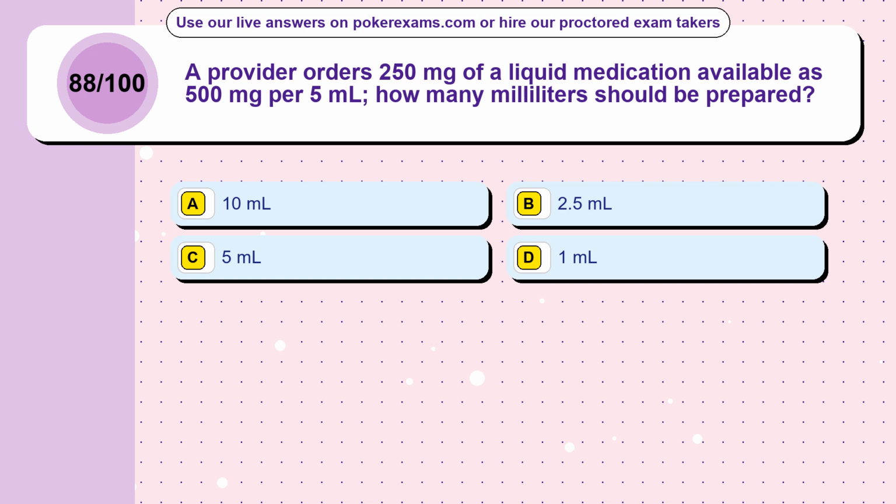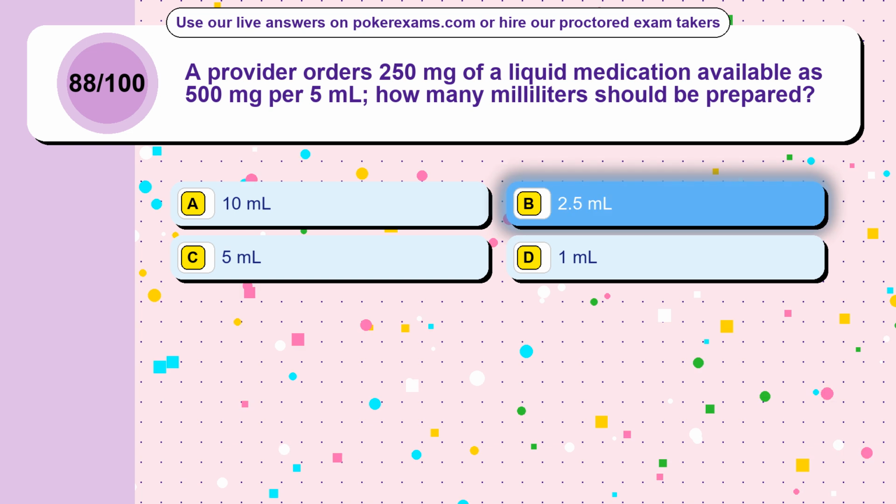Question 88. A provider orders 250 mg of a liquid medication available as 500 mg per 5 ml. How many milliliters should be prepared? Option A, 10 ml. Option B, 2.5 ml. Option C, 5 ml. Option D, 1 ml. The correct answer is option B, 2.5 ml.